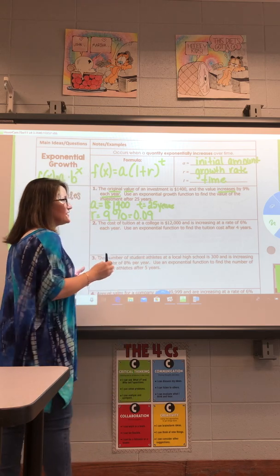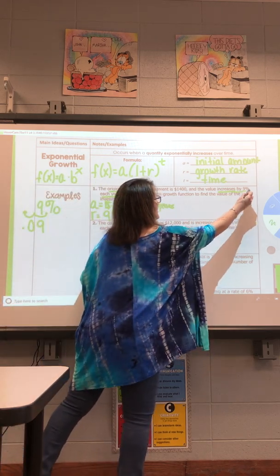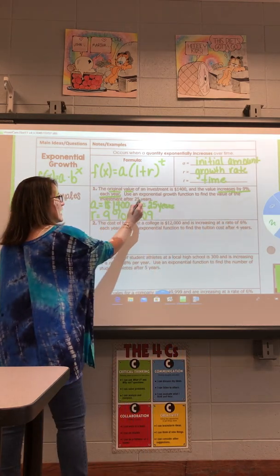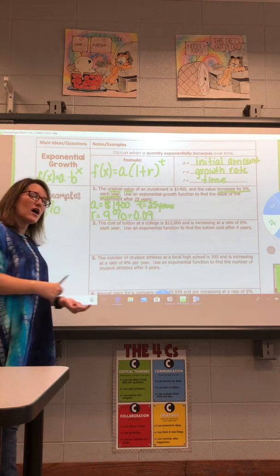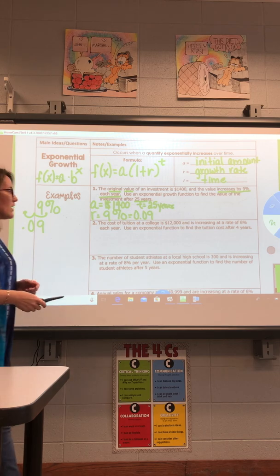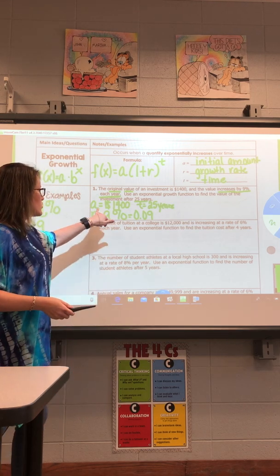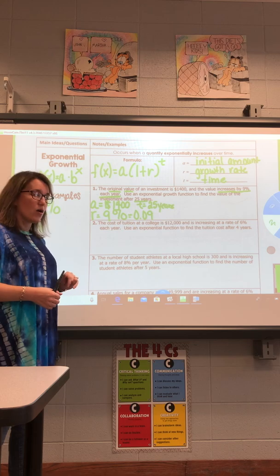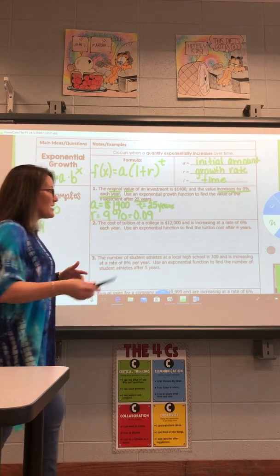So once again, notice your percent is in terms of years, and now your time is also in terms of years. Those two need to be in the same format. Years and years, months and months, days and days, whatever the case may be. All right, so let's plug into our formula. Since we know what A, T, and R are now, we can plug it in.